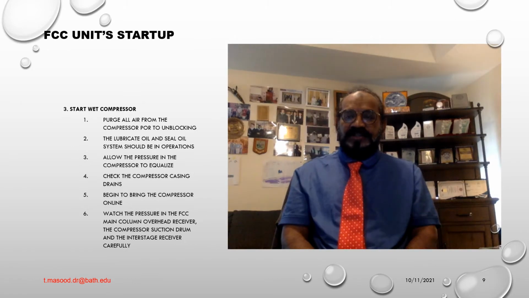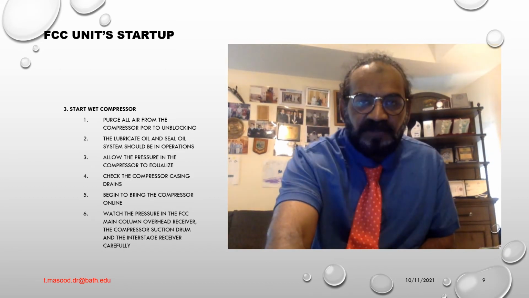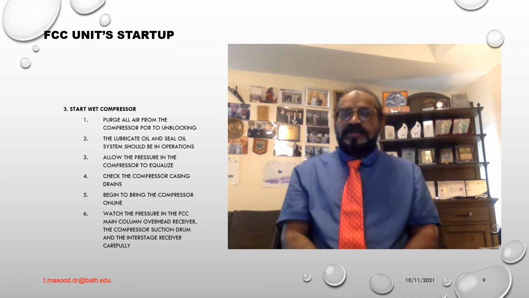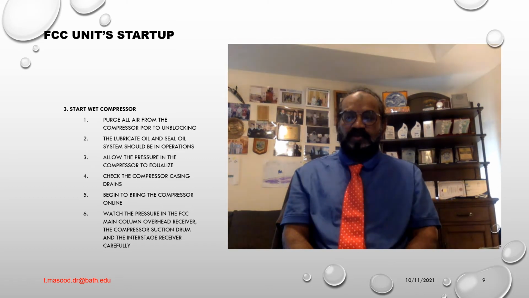Okay. Start up the wet gas compressors. Prepare to start up the gas compressors in accordance with manufacturer instructions. Number 1. Purge all air from the compressor prior to unblocking the suction and discharge lines for both stages. Number 2. The lubricating oil and seal oil systems should be in operation prior to startup, per manufacturer recommendation. Allow the pressure in the compressors to equalize with the connecting piping and vessels by opening the bypass around the suction valves, that is, stage 1 and 2 sides. Check the compressor's casing drain to remove any liquid.